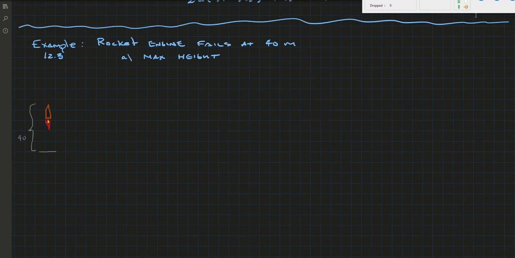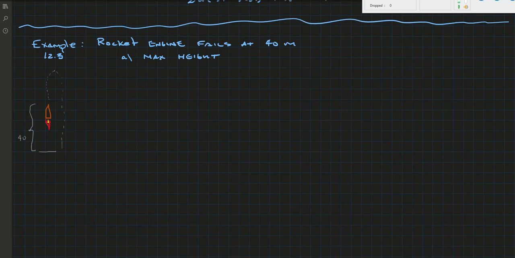Okay, we've got a rocket engine that fails at 40 meters. Find the maximum height. That's part A of this. Well, when a rocket engine stops, the rocket will continue upwards until gravity slows it down at some point. Then it'll turn around and fall back to Earth.